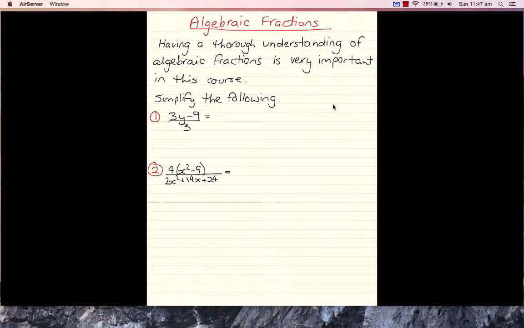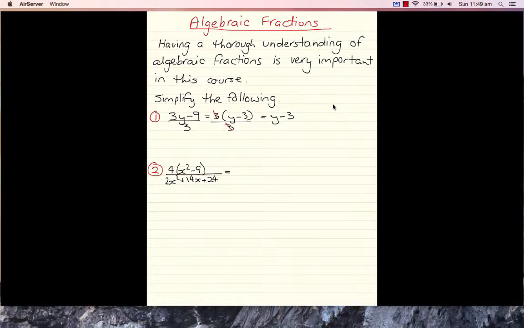Okay? So the simplest example you're probably going to see with algebraic fractions is like this first one. 3y minus 9 all over 3. Well, we have a common factor there of 3, which I can then cancel out. Now you're welcome to go straight to the answer of y minus 3. This is just to show you the process.